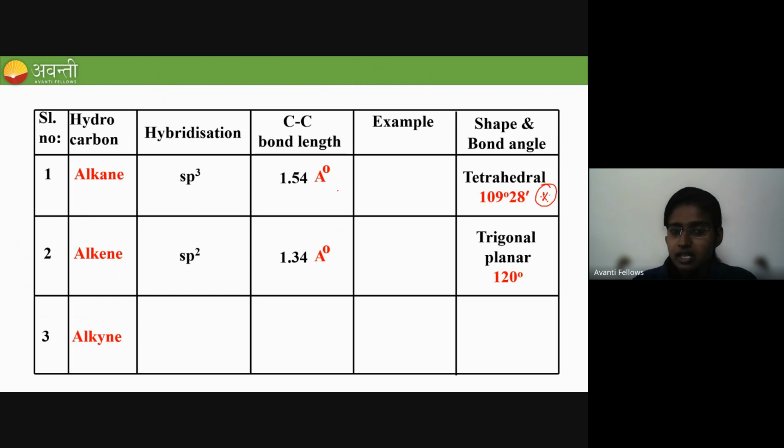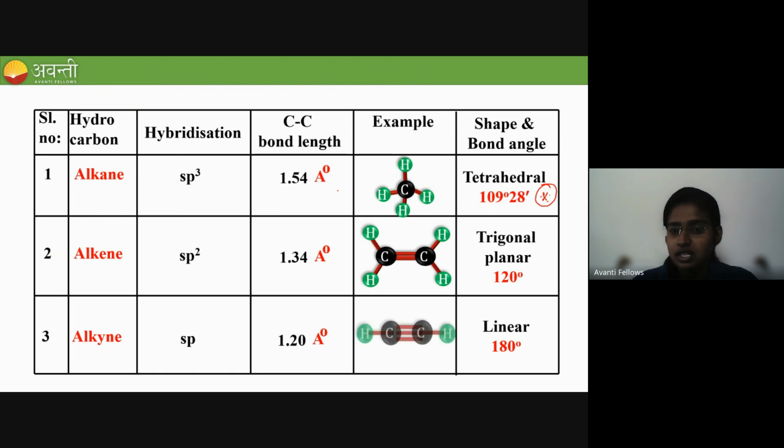And coming to alkyne, the hybridization is sp, bond length is 1.20 angstrom, bond angle is 180 degree with linear shape. Methane was taken as an example for alkane, ethene for alkene, and ethyne for alkyne. If you see any compound with a carbon-carbon single bond, go for hybridization sp3; double bond sp2; triple bond sp. Bond length decreases from alkane to alkyne. This is a very important point, and you should know all the angles and all the shapes. This tabular column, as I've already shown you in the class, is important.